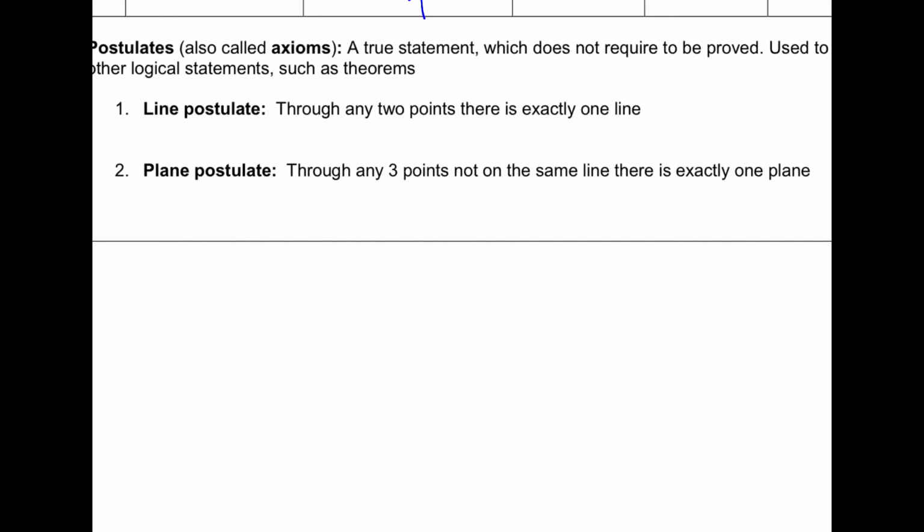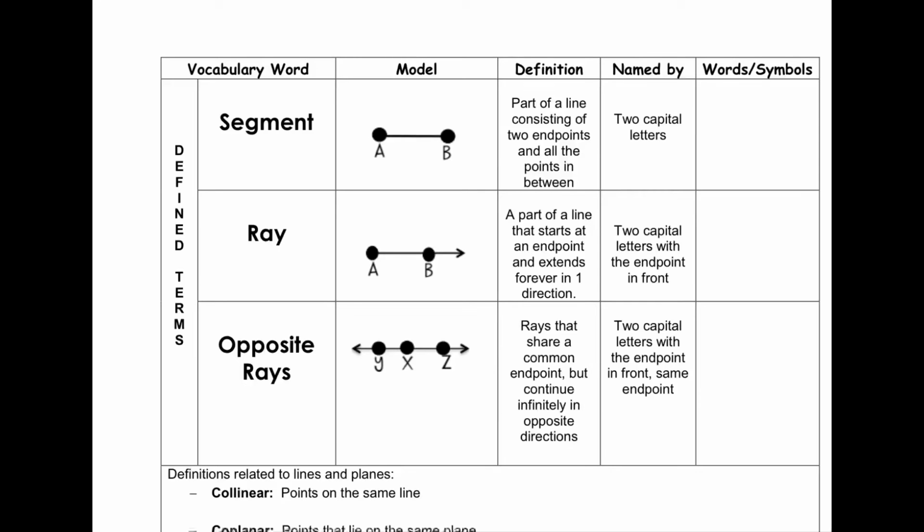Couple true things in geometry. Through any 2 points, there is exactly 1 line. And through any 3 points that are not on the same line, there's exactly 1 plane. So that's why when we name planes, we have to make sure that the points we choose are not going to be on the same line. A couple of defined terms.